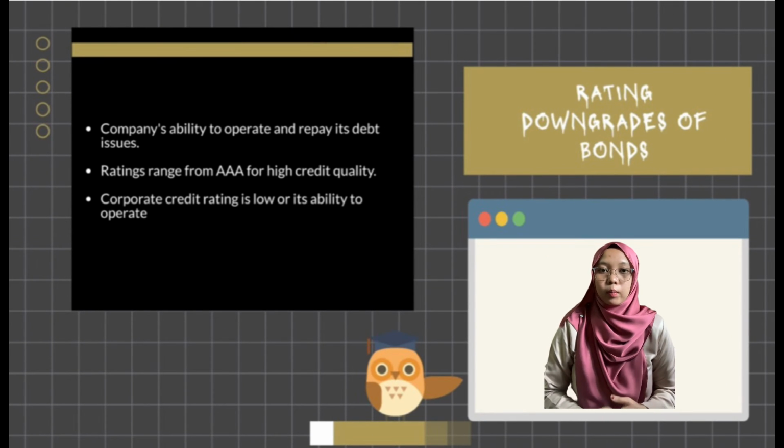Rating downgrade of the bonds. A company's ability to operate and repay its debt issue is frequently evaluated by the major rating institutions. Ratings range from AAA, high credit quality, and this also guides decisions made by investors. Corporate credit rating is lowered as its ability to operate declines.